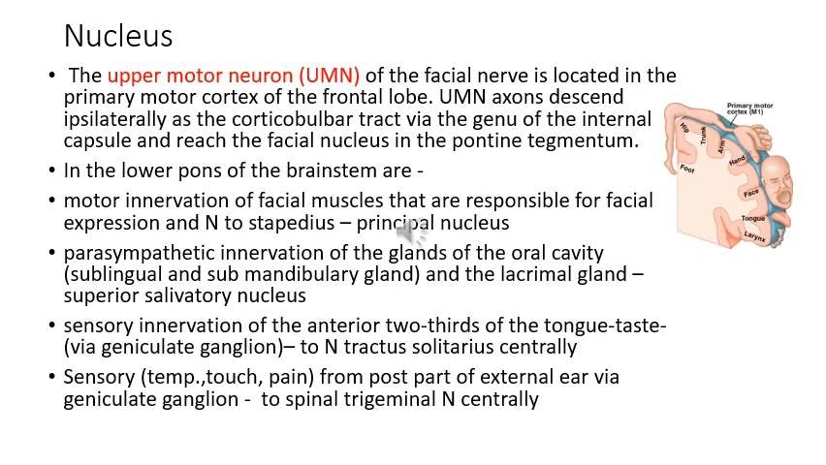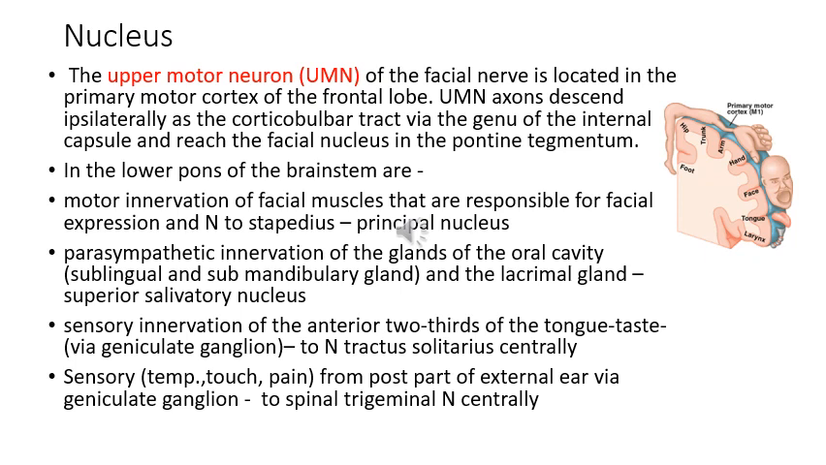Principal nucleus means the main motor nucleus of the facial nerve, the motor innervation of the facial muscles that are responsible for facial expression, and also the nerve to the stapedius. Stapedius means the small muscle in the ear. Stapedius is attached to the smallest bone, which is responsible for the vibration and conduction of sound. Nerve to stapedius is the nerve that supplies that muscle.